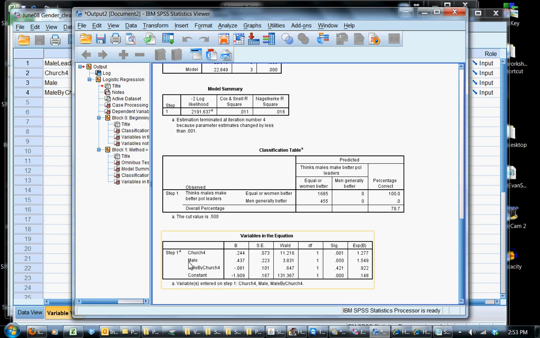Our male variable, not surprisingly, we find that all other things being equal, men are about 1.5 times as likely, and again, we don't know what that base number is, but about 1.5 times as likely as non-males, in other words women, to say that generally speaking, men make political leaders, or better political leaders.